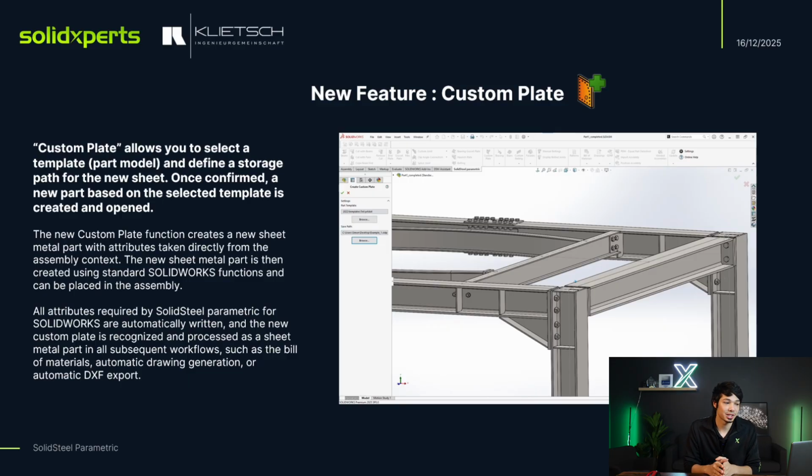That's not all. We do actually have an improvement for our plates that is fantastic for our fabricators and our detailers. So this is the custom plate feature. This will allow you to select a template part, choose a storage path, and then automatically generate your new sheet metal parts based on the template that was customized by you.